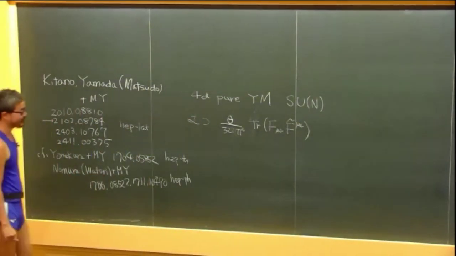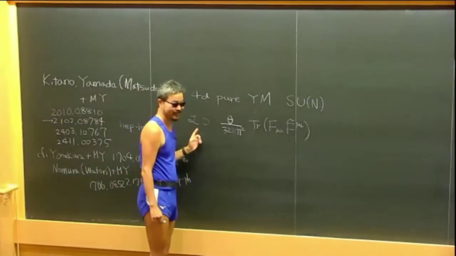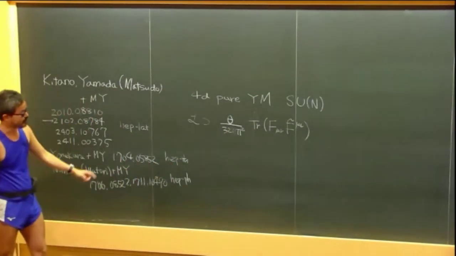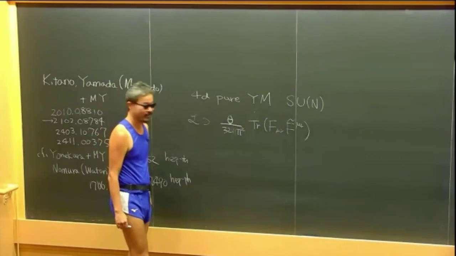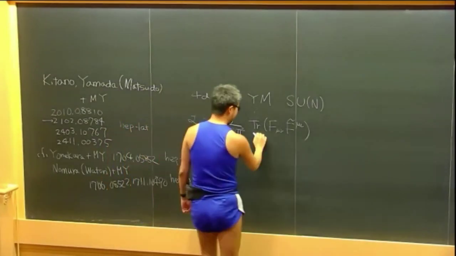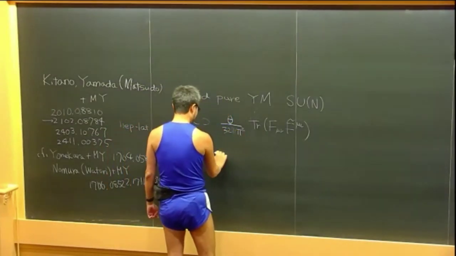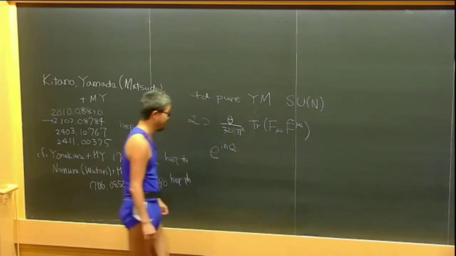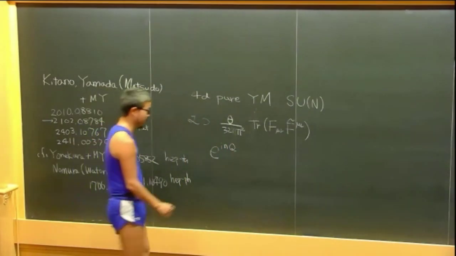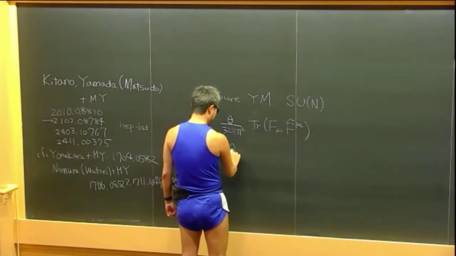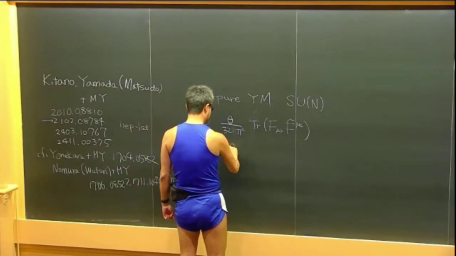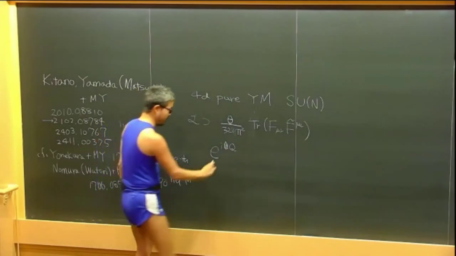So this is the Yang-Mills term. Sorry, a topological term, and when you do the path integral, it contributes a factor e to the i theta Q, where Q is the topological charge.